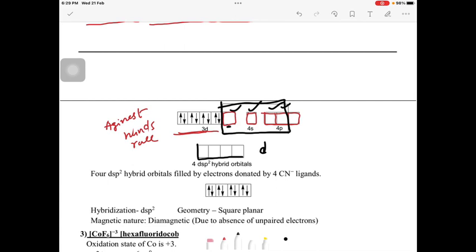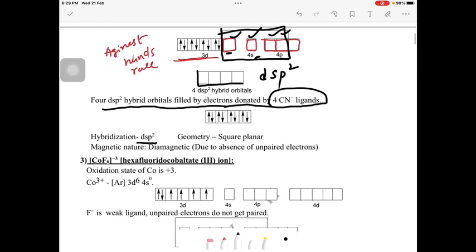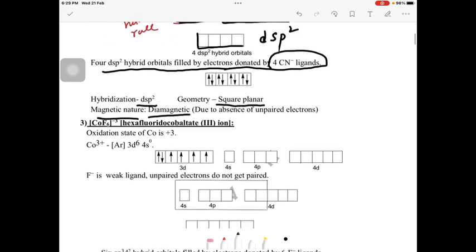Why? Because here d orbital, s orbital, 2 p orbitals, that's why dsp2 hybridization. The 4 dsp2 hybrid orbitals are filled by electrons donated by 4 CN minus ions. So that's why hybridization is dsp2, geometry is square planar. Magnetic property: observe here carefully, no unpaired electrons, that's why it is diamagnetic.